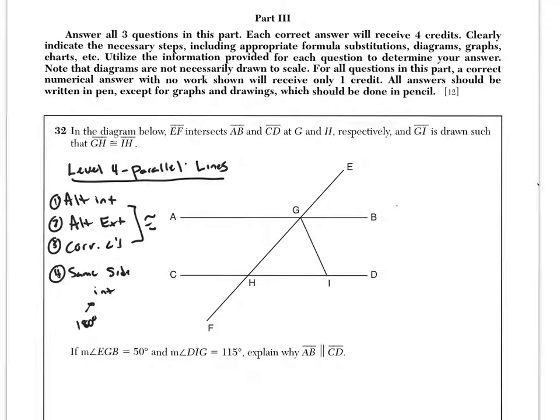If you read the question, it tells you first that GH is congruent to HI. So we have a nice little isosceles triangle here, GHI. It also tells you that EGB is 50 degrees and DIG is 115. And let me show you how you can take care of this proof pretty straightforward.